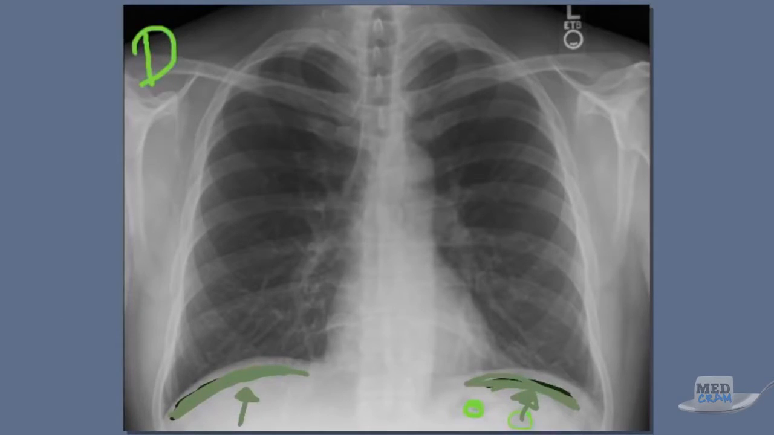The other thing that you might see that's not as dangerous, but nevertheless there, is you might lose this sharpness of the costophrenic angle, and it might look like this. This is called the meniscus sign, and you need at least about 300 cc's of fluid in the pleural space to lose that very sharp angle. Okay, so that would be a little bit of a pleural effusion.